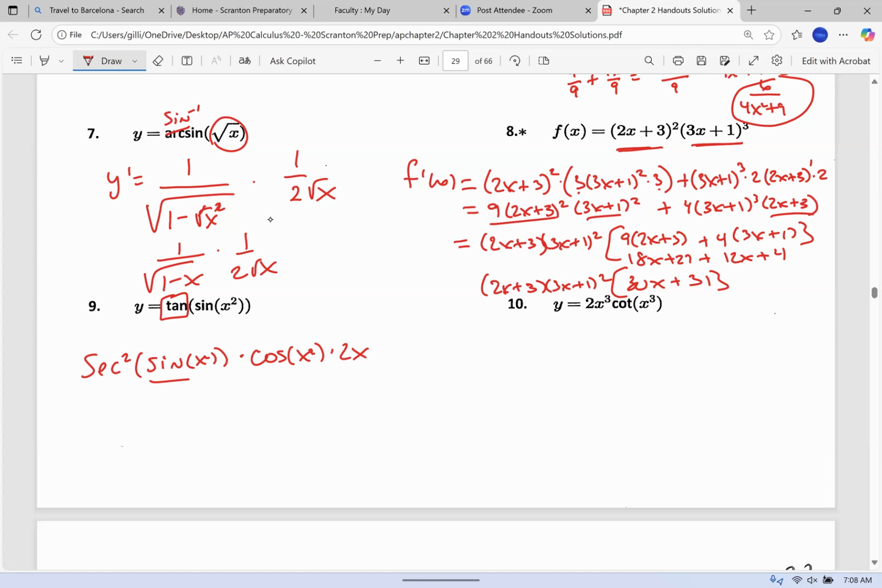And number 10 is kind of subtle, but it's a product rule. So y prime would be the first times the derivative of the second, which is negative cosecant squared of x cubed times 3x squared plus cotangent of x cubed times 6x squared.